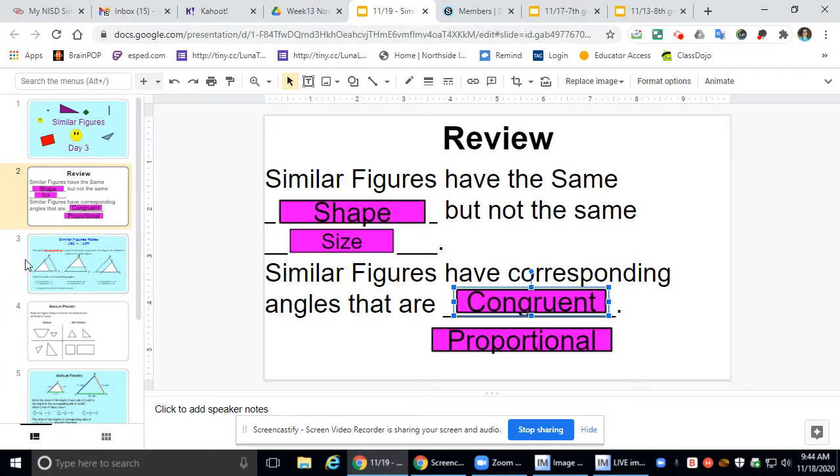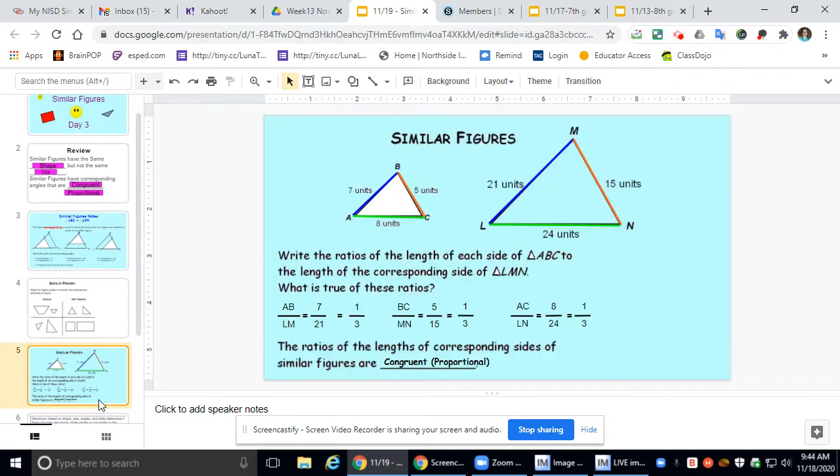So now we're going to take a look at their sides. Okay, so corresponding angles are congruent. So let's take a look at their corresponding sides. It says write the ratios of lengths of each side of triangle ABC to the length of the corresponding side of triangle LMN. What is true of these ratios?